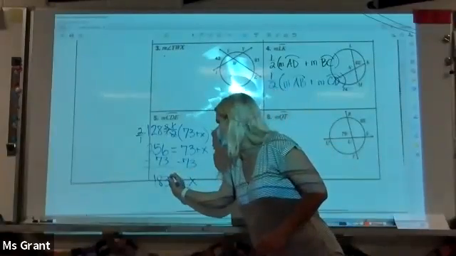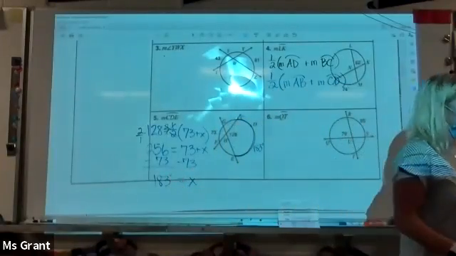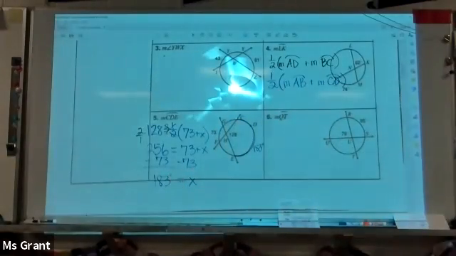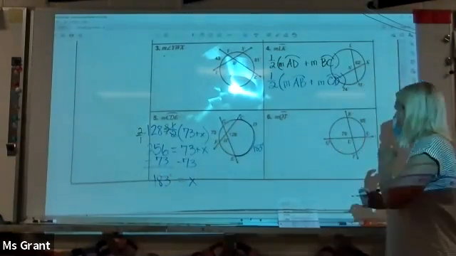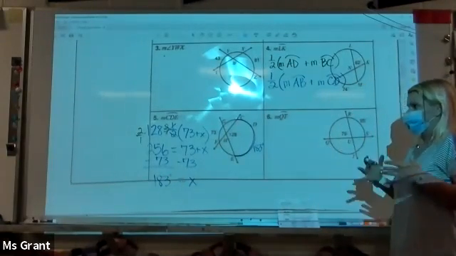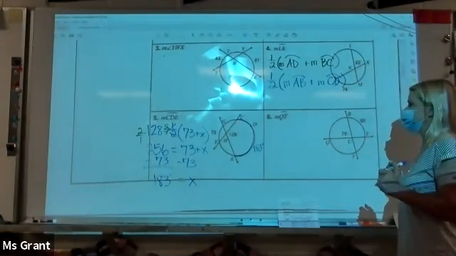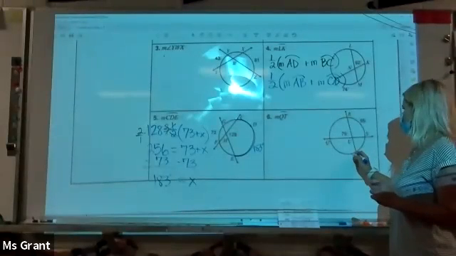And it is, you guys, it is in degrees too. We say arc measurements in degrees. Okay. Same process for number 6. I need QT.